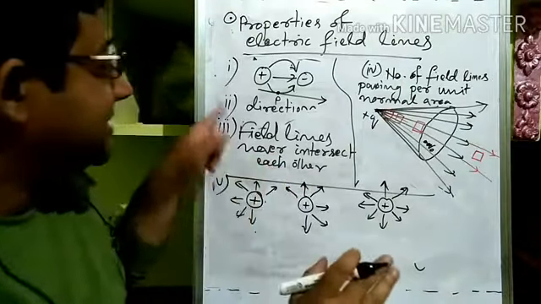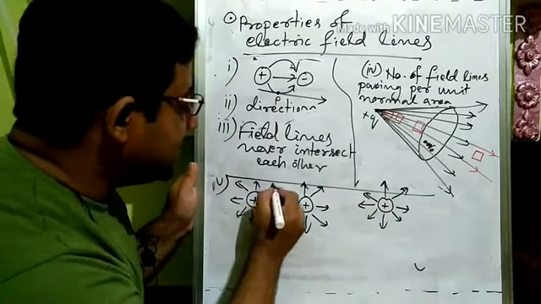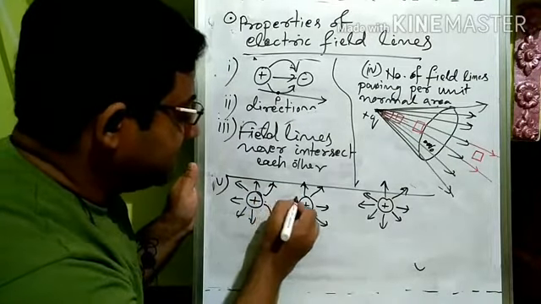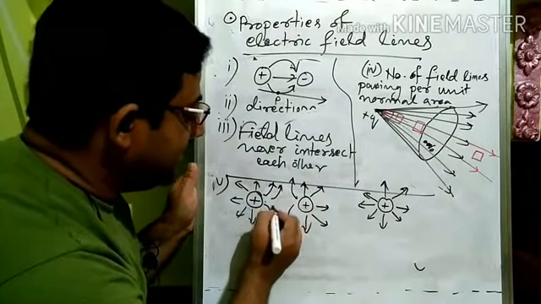They cannot intersect because of another property. That's why they will experience a lateral pressure. They will never intersect each other. Gradually, they will become tangential.